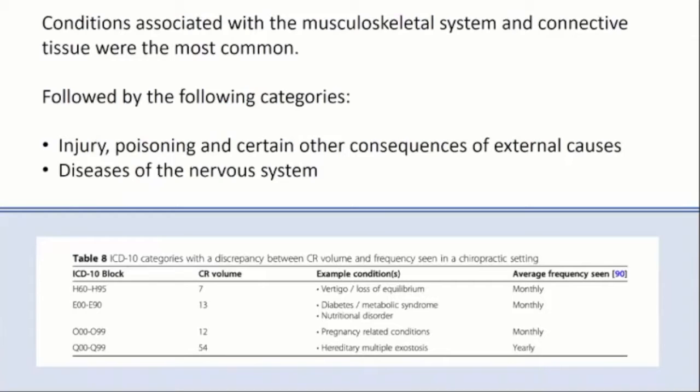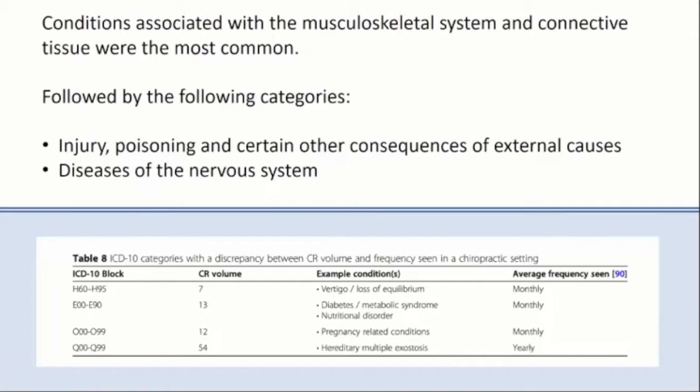Now, also in this article, the conditions that were most reported were musculoskeletal and connective tissue. But the second and third were injury, poisoning, and other consequences of external uses. Keep in mind in research, we always have to put bumpers around things. So that's why there are some of those categories, and then diseases of the nervous system.